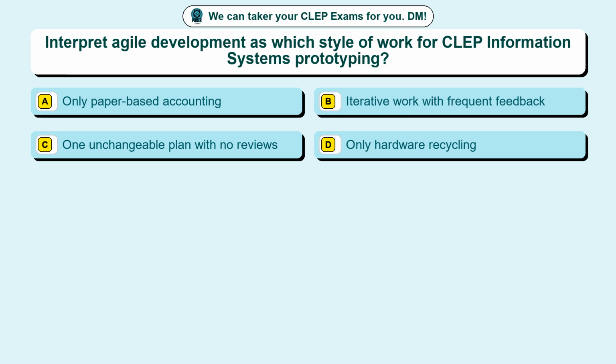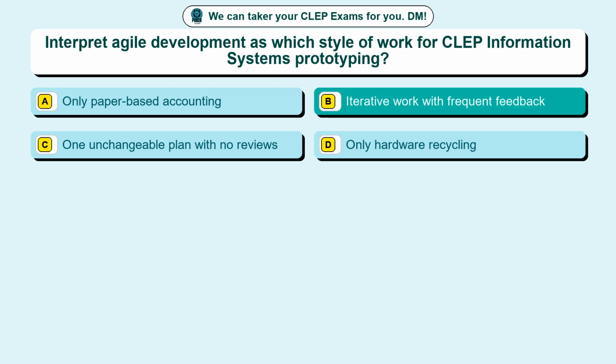Question 70. Interpret agile development as which style of work for CLEP Information Systems prototyping? Option A, only paper-based accounting. Option B, iterative work with frequent feedback. Option C, one unchangeable plan with no reviews. Option D, only hardware recycling. The correct answer is option B, iterative work with frequent feedback.